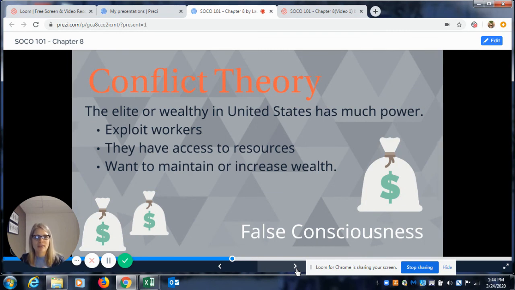Conflict theory really pulls back the curtains and tries to see, how does this happen? How do we end up with so few people at the top and a lot of people at the bottom? Well, they're looking at it as the elite and the wealthy having so much power that they are able to exploit workers for their work.